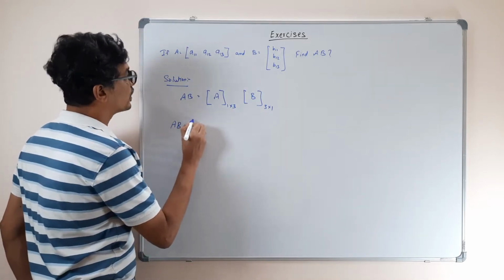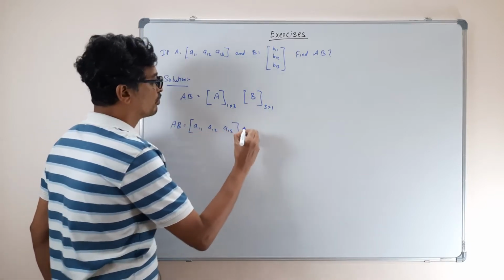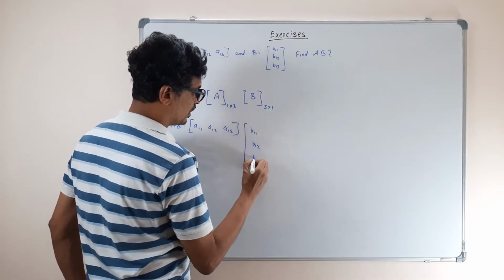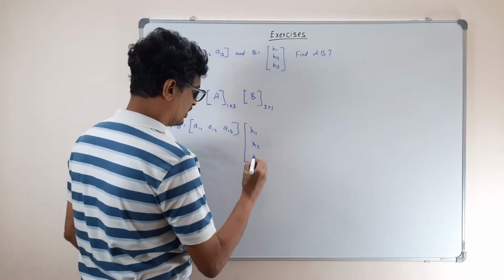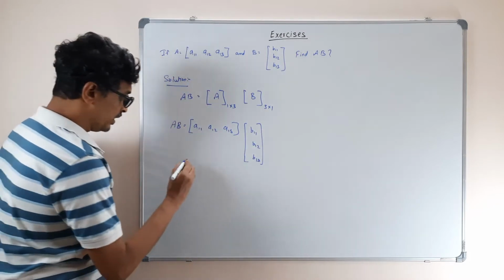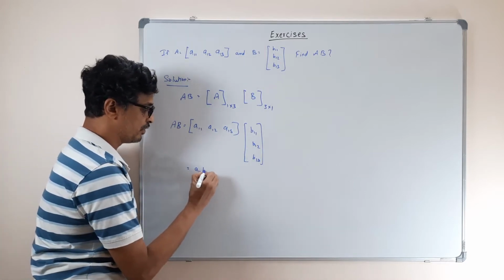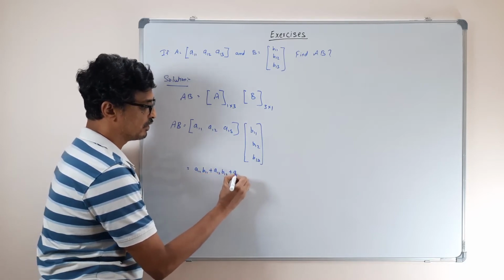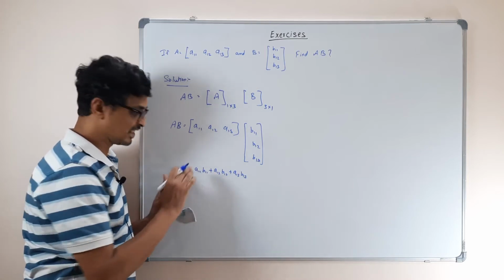AB is equal to, what is A? A11, A12, A13, and this will be B11, B12 and B13, correct? This is a very interesting property, you will get it. I will show you this. So what will this be? Tell me the answer. A11 B11 plus A12 B12 plus A13 B13. That's all.